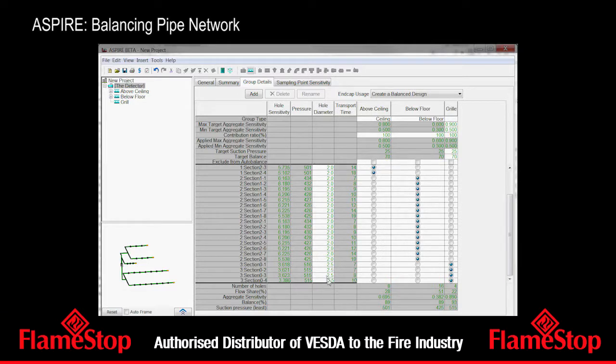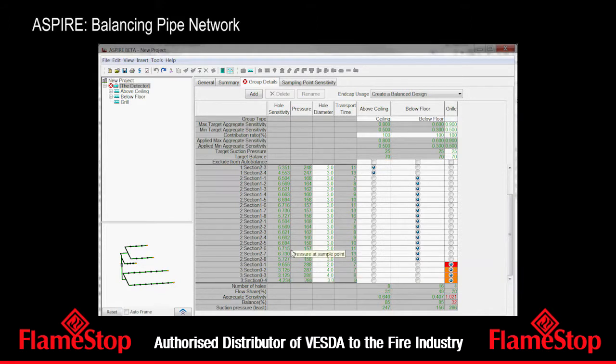In this case, it's dropped other hole sizes down. We've now got 93% balance. So it's modified these hole sizes to get a balanced solution. If we weren't happy with that, we can always undo to go back to where we were. So we've got our hole sizes back again. You can calculate and we're back exactly where we were before.